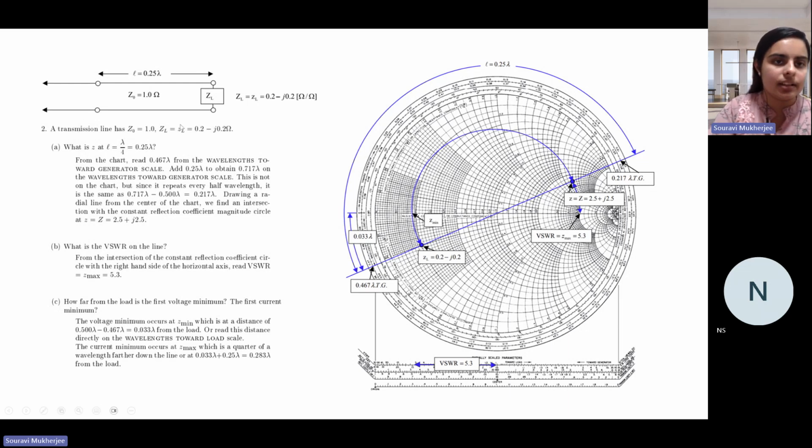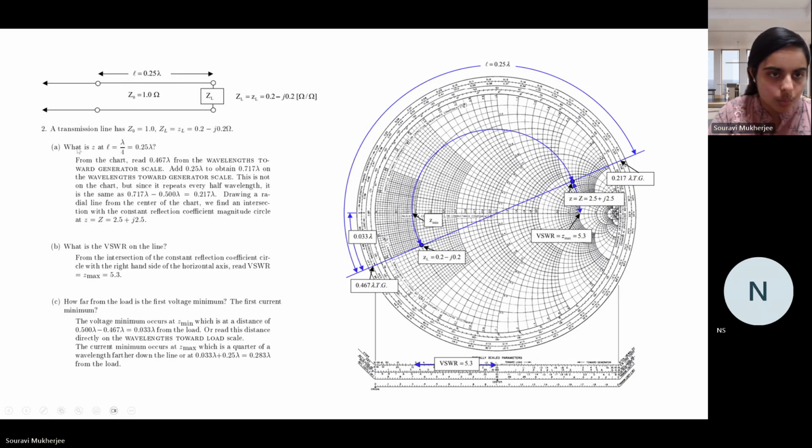So this is another given circuit. And here we know this is your ZL. Remember, this shows that it's already normalized. You don't have to normalize it again. So this is your normalized load impedance. This is the characteristic impedance of your transmission line. This is the length which is given.